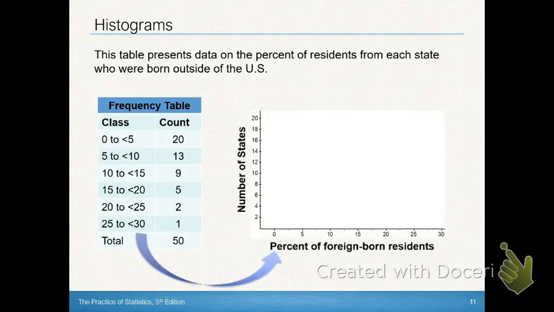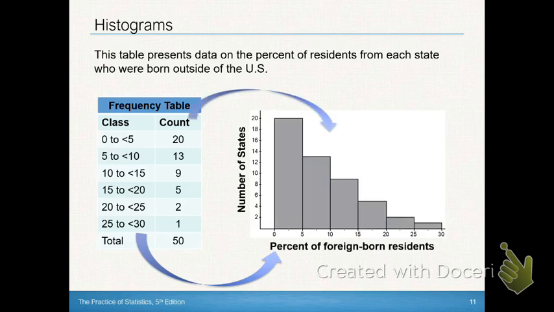So let's say we have some data here. This data represents looking at each of the 50 states. Each state has a data value associated with it, the percentage of the people in that state that were born outside of the United States. So here we can see there would be 20 states that had between 0 and 5% of the people born outside of the United States. And there's only one state that has between 25% and 30% of people born outside of the United States.